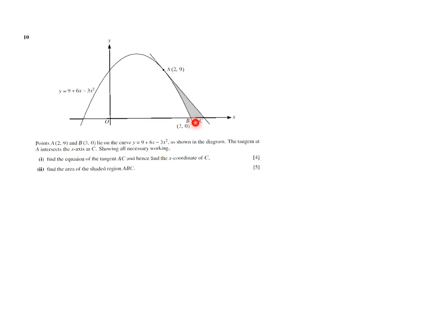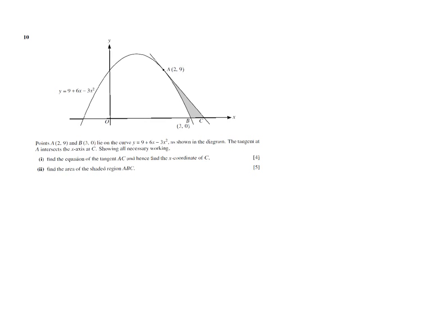Yes, we were expecting a question like this, with a curve and perhaps calculating the area underneath a part of that curve. So this is no surprise. Let's see what they're asking. They say points A (2,9) and B (3,0) lie on the curve y equals 9 plus 6x minus 3x squared as shown in the diagram. The tangent at A intersects the x-axis at point C. And you have to show all necessary working.